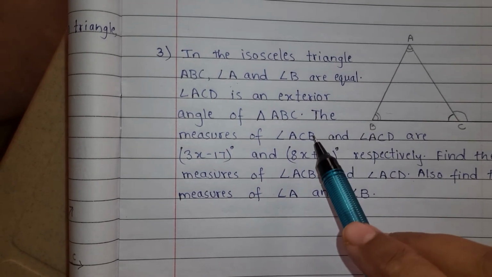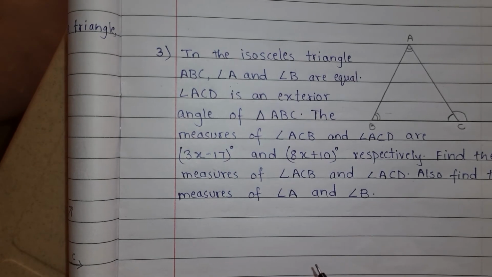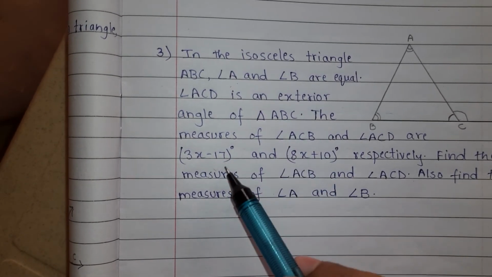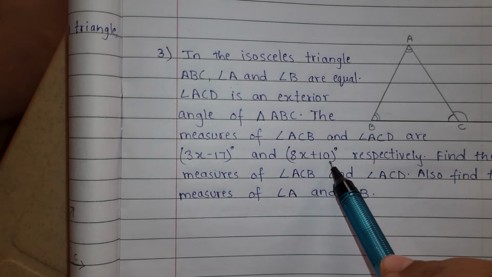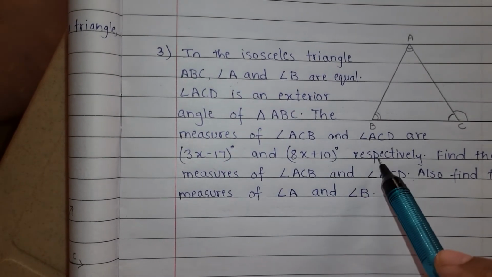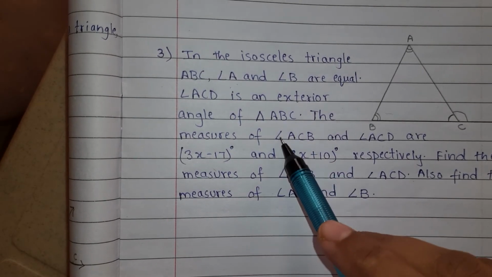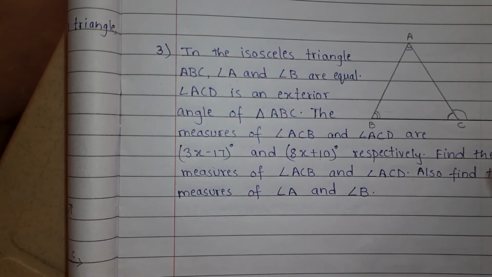Respectively means what? The two angle measures are given. So the order is, the measure of the first angle is the first bracket and the measure of the second angle is the second bracket. This is the meaning of the word respectively. Respectively means what? The measure of the first is the first bracket, the measure of the second is the second bracket.